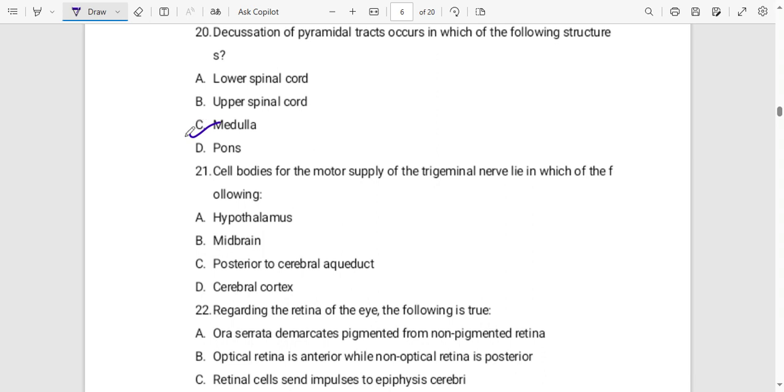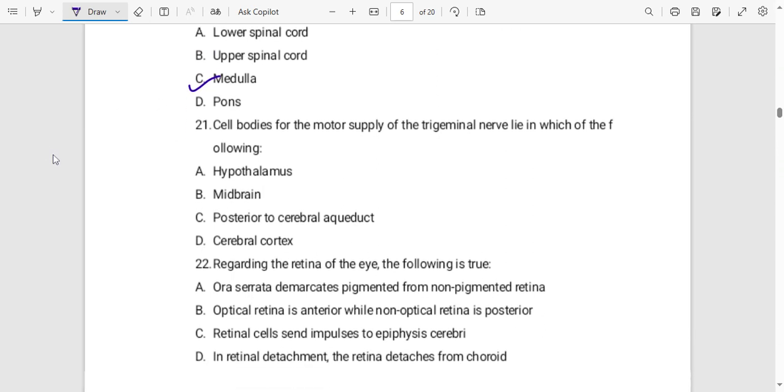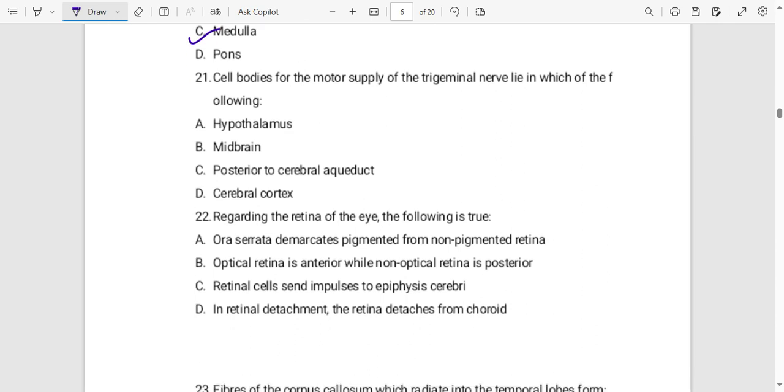Remember, it's in the medulla where we're finding the pyramid, and that's where I've got a point of decussation. Cell bodies for the motor supply of the trigeminal nucleus lie in which of the following? Hypothalamus, midbrain, posterior to cerebral aqueduct, cerebral cortex. Anyone that can help with this one? The midbrain, right? Thank you so much. So that's the midbrain, isn't it? For the trigeminal, the cell bodies.